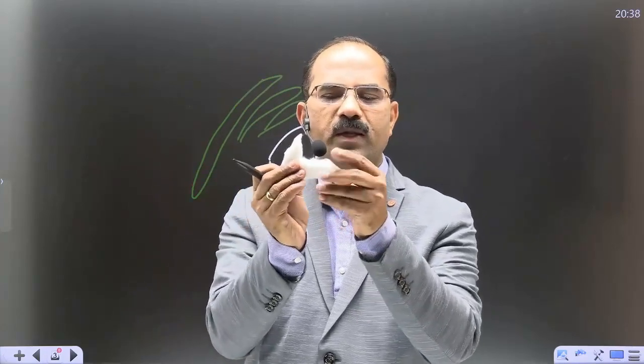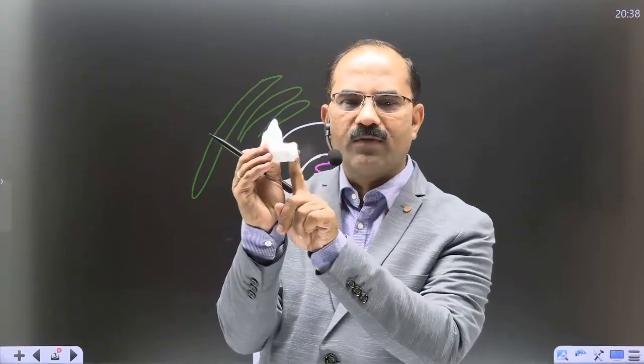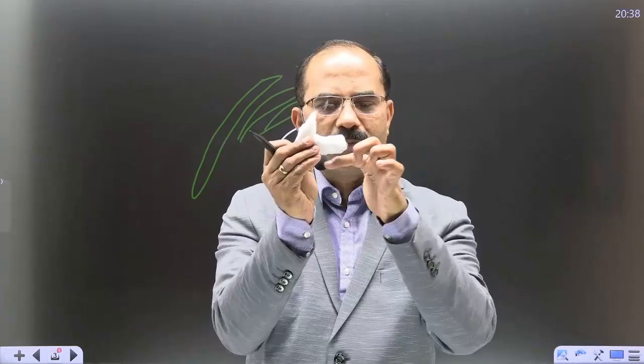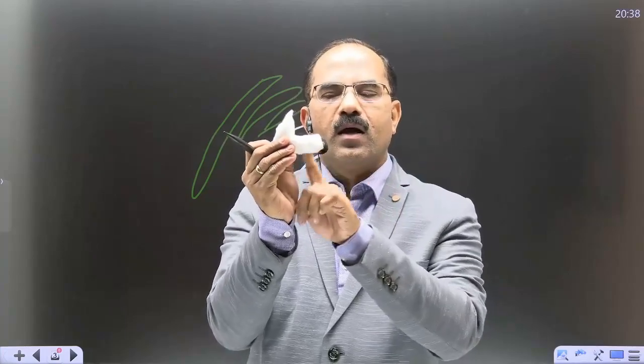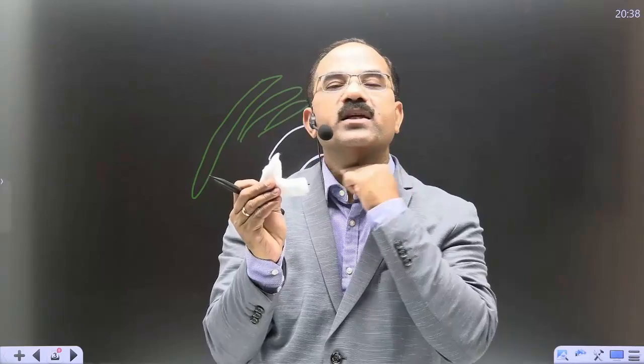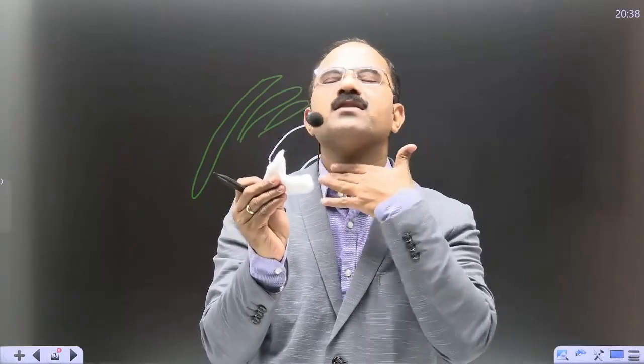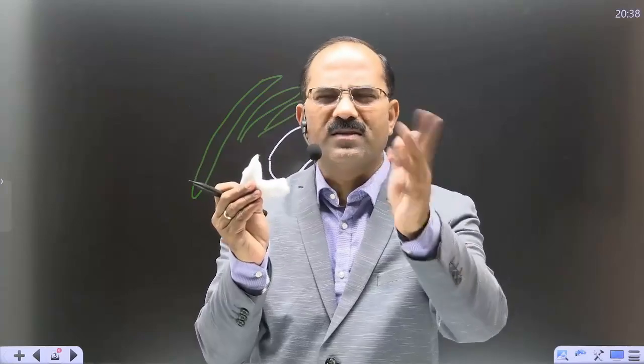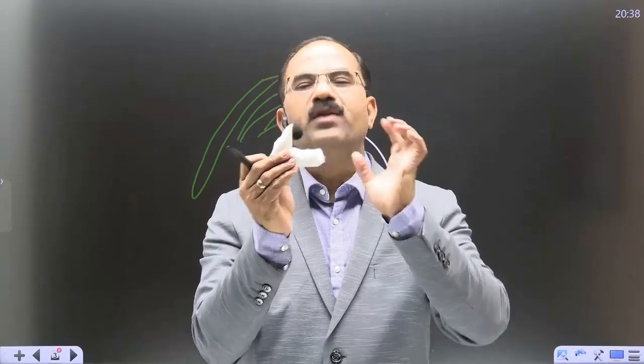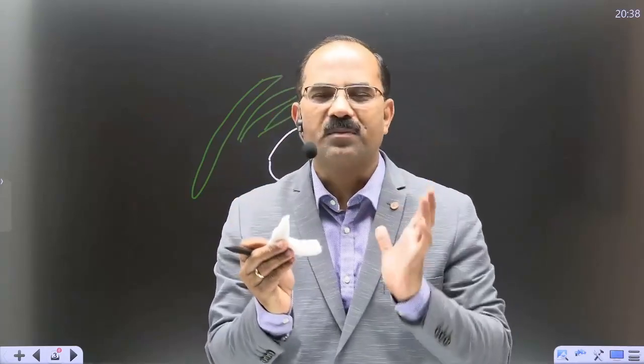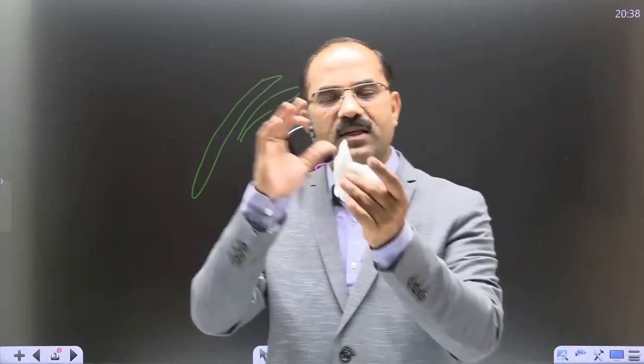The isthmus will have an anterior surface, a posterior surface, a superior border, and an inferior border. The posterior surface is related to the trachea. The anterior surface would be covered by the strap muscles. Again, there's a superior border and inferior border for the isthmus. Clear, students? So this is the thyroid gland.